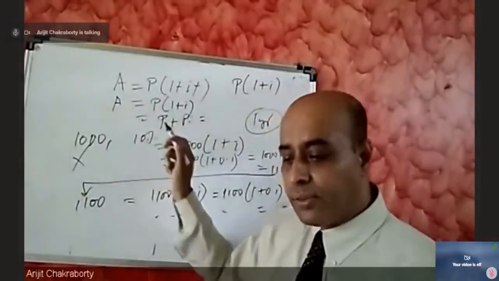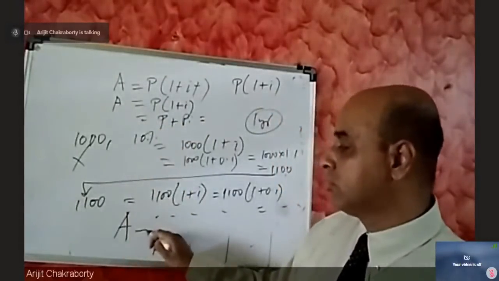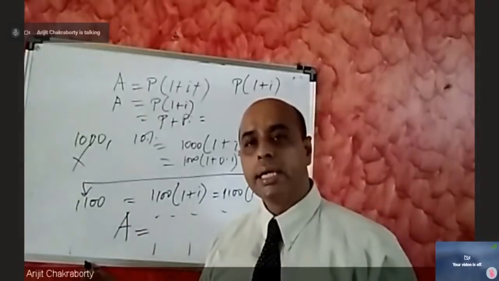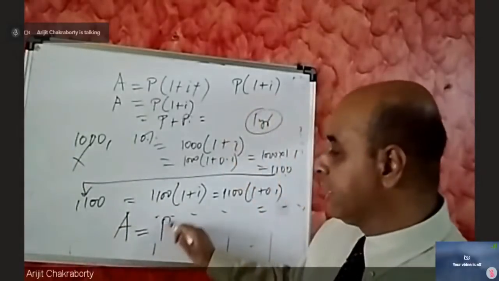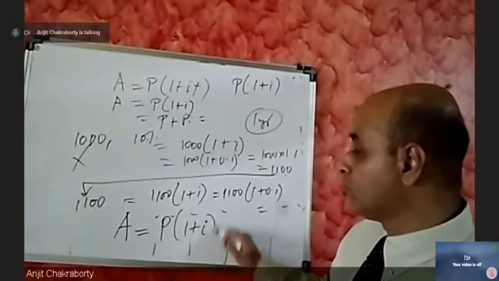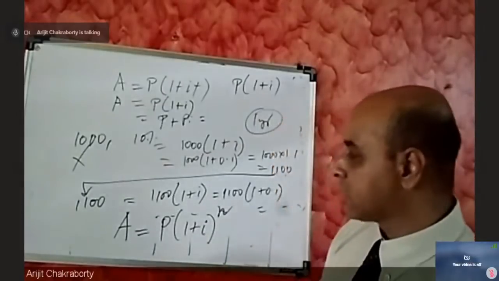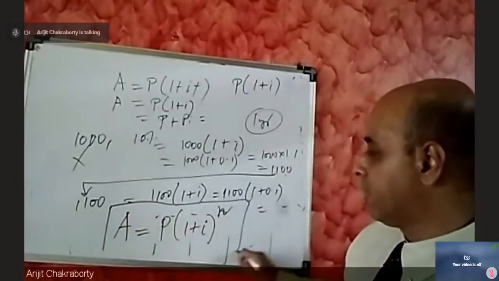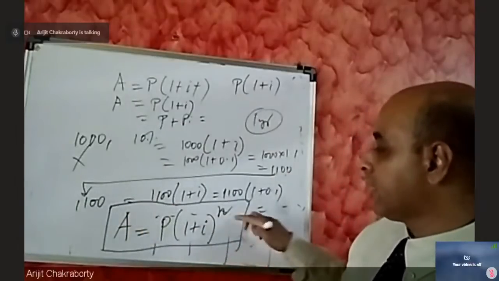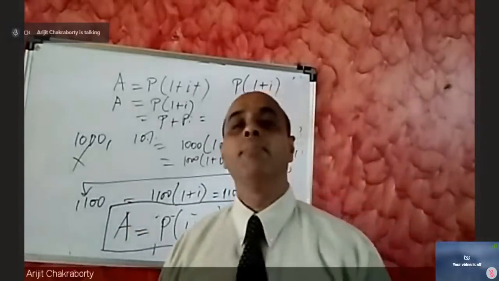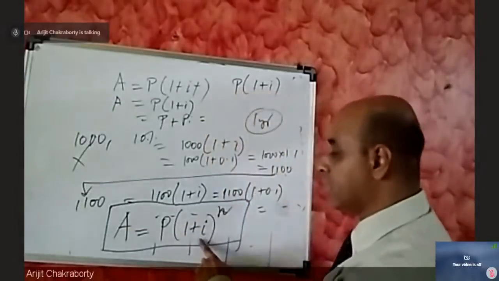So in this way, if you go on, you will easily understand that in case of compound interest, the formula is the total amount of the accumulated balance will be P into 1 plus I to the power n. P into 1 plus I to the power n. Okay? And here n is nothing but the number of years. I is the interest.